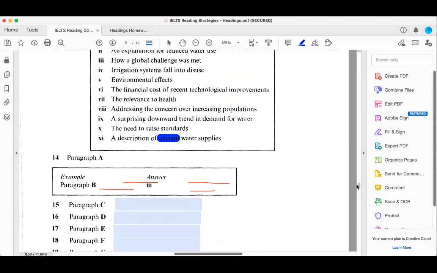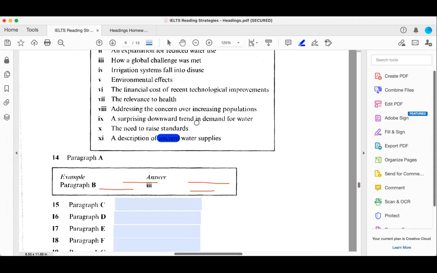The next one is financial cost. Do we have financial cost? No. Relevance to health. Do we have health? No. Increasing population. Do you have increasing population? No. Downward trend?